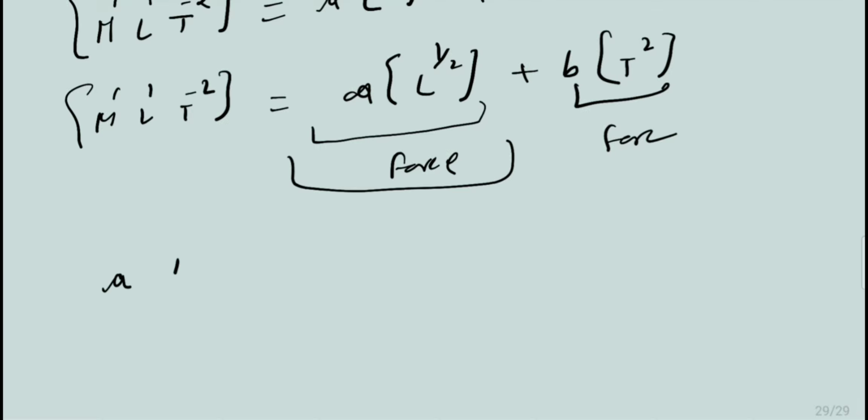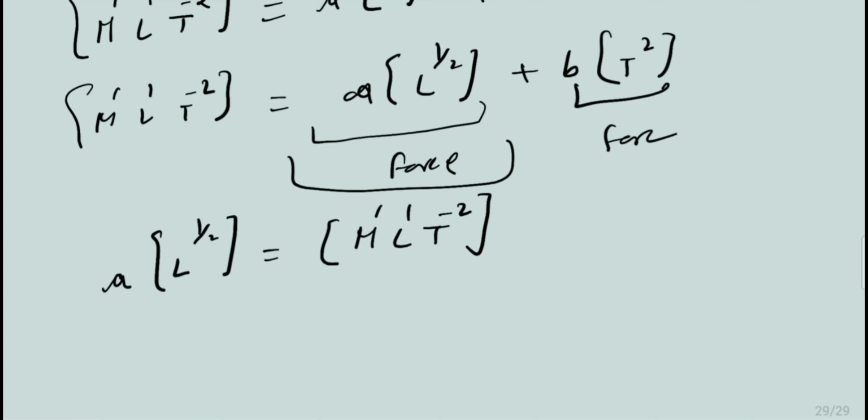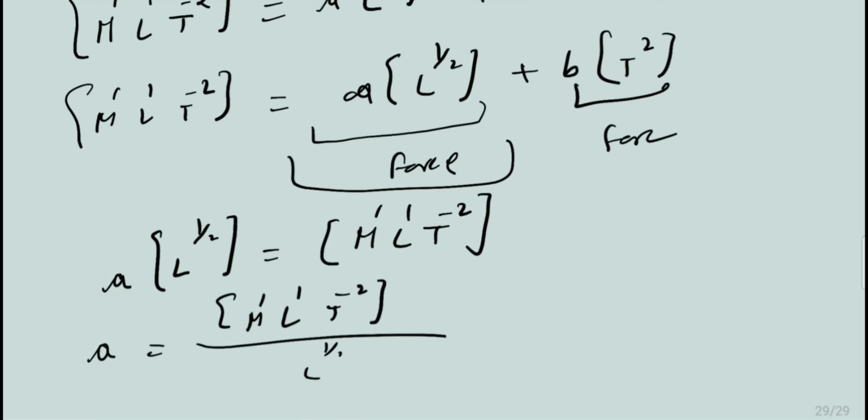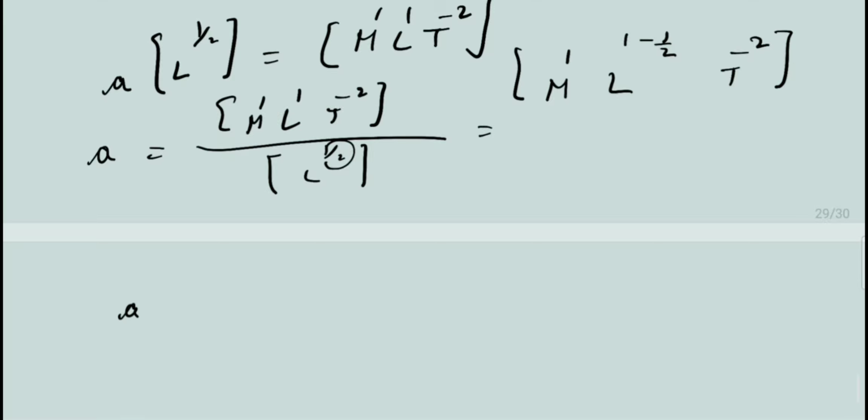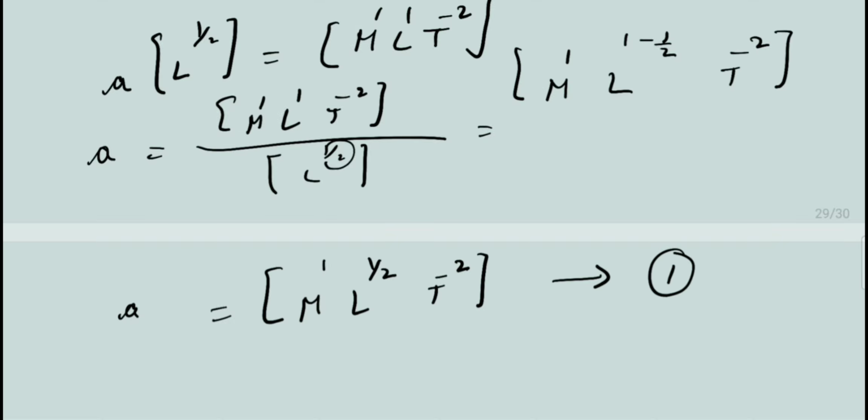So it means that a L raised to power 1 by 2 is equal to force. The dimensions of force are M1 L1 T raised to power minus 2. So a is equal to M1 L1 T raised to power minus 2 divided by L raised to power 1 by 2, which is equal to M1 L1 minus 1 by 2 T raised to power minus 2. So from here we get the dimensional formula for a is equal to M1 L raised to power half T raised to power minus 2. Let me mark this as equation number 1.